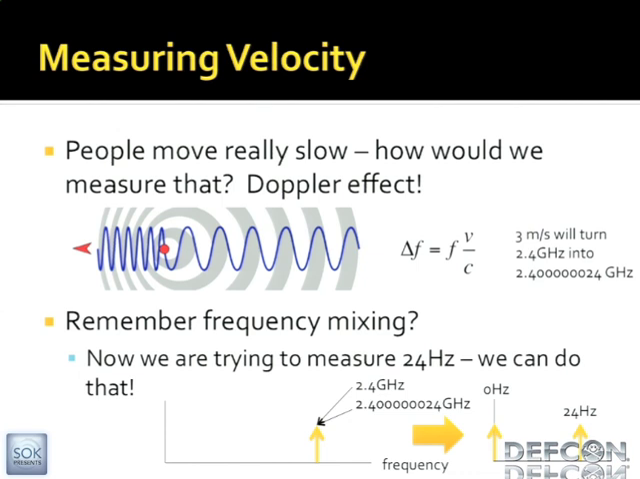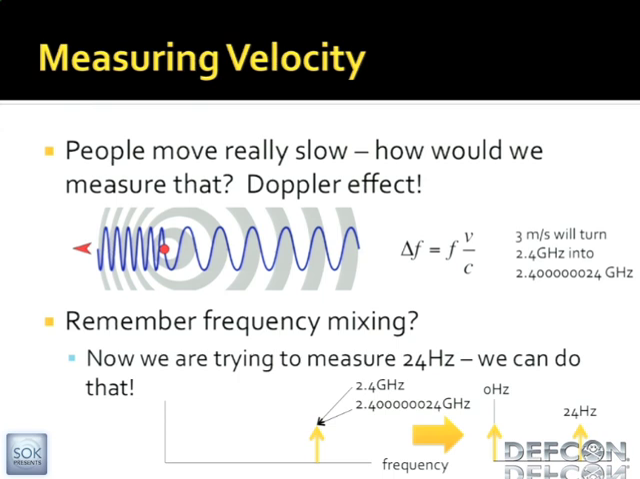But it's going to compress it in time, or in space rather, so it's going to increase the frequency of the signal. So if we had a 3 meters per second target, we're turning that 2.4 gigahertz into 2.4 gigahertz plus 24 hertz. So that's going to be pretty hard to differentiate. But if we have a really good 2.4 gigahertz reference, we can just mix with that, and we get out 24 hertz. And I can see that on a scope pretty easily. I can measure that, and then that way I know pretty accurately how fast the target is moving.